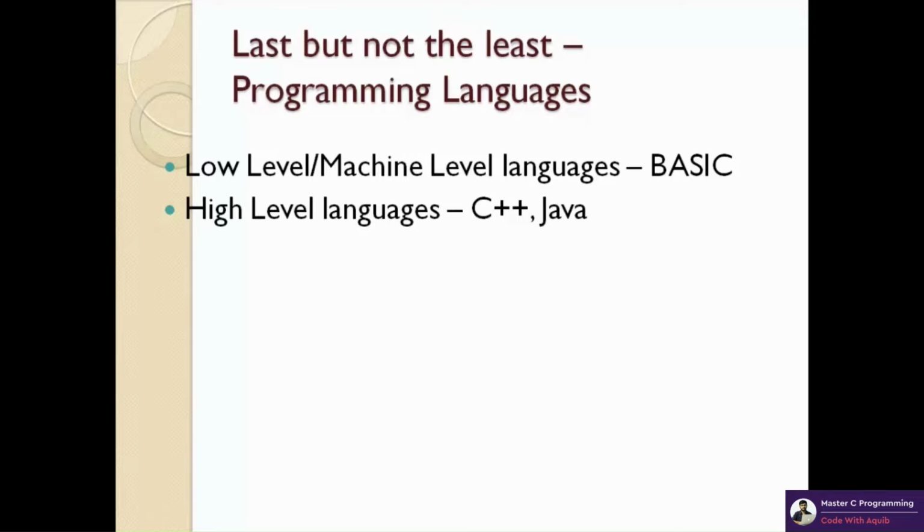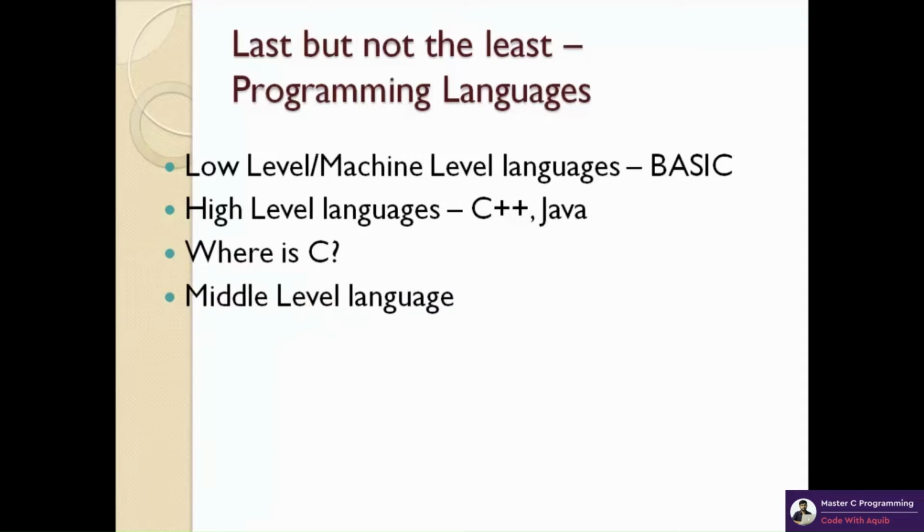So where is C? Right, so C is considered a middle level language. And why is that? Because when Dennis Ritchie, the man who developed C, was writing it, he wanted C to be somewhere in between these two extremes, right? He wanted C to be equally good with the hardware and equally interactive with the user. So that is why C was made in such a way that it bridges the gap between these two things, and C is the only language in the world which is considered a middle level language.